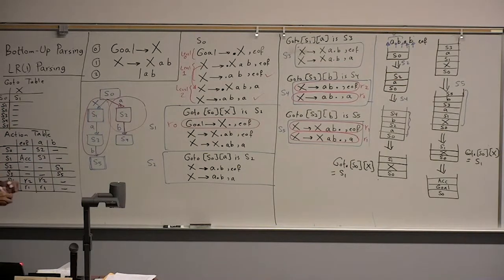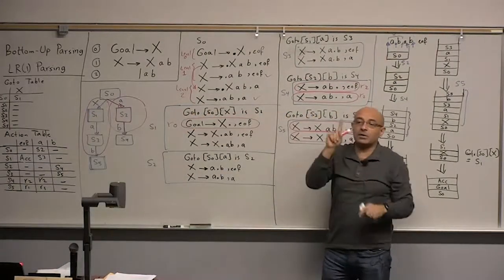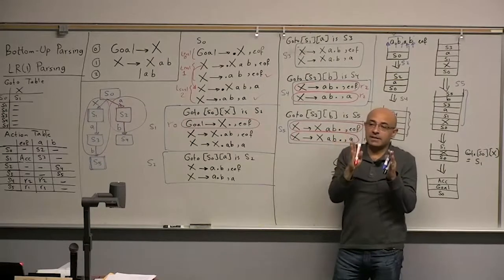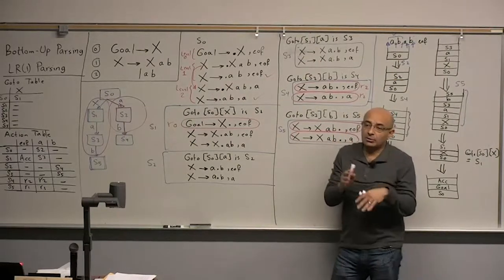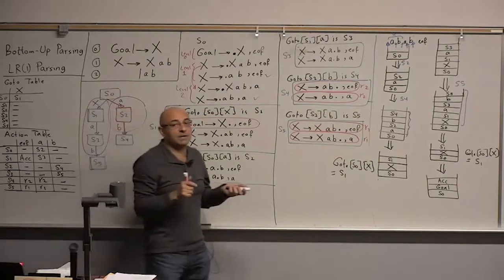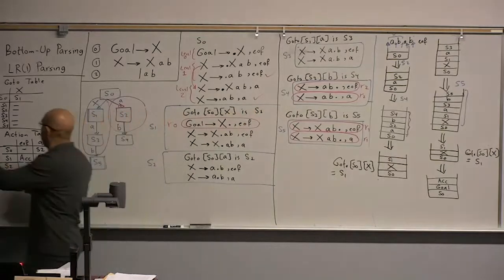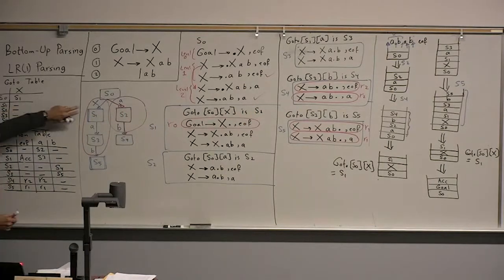It replaces potentially multiple symbols with a single symbol. So a reduction will always replace a number of symbols with only one symbol, which is the left-hand side of the production. And on the left-hand side of the production, we only have one symbol because this is a context-free language. This is exactly the definition of a context-free language. Okay, so we replace this with an X.